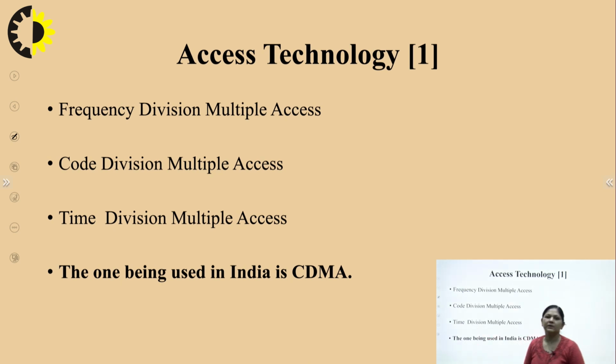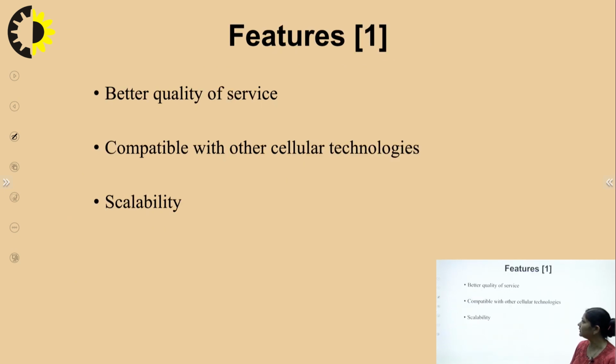Time division multiplex, where the accessing system is divided on the basis of time. Every user is given a particular time and they can access the network. And the one being used in India is CDMA. For wireless local loop, we are using CDMA in India.